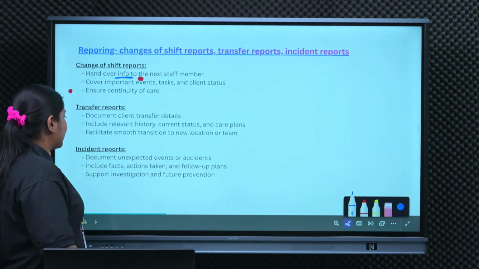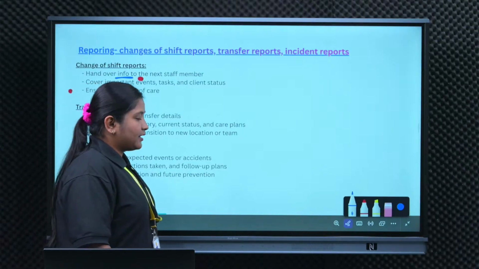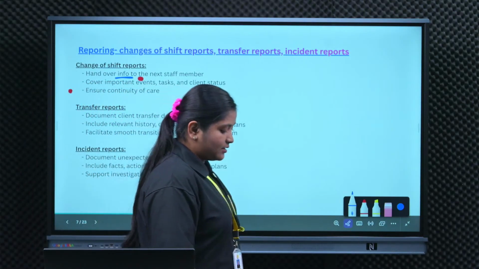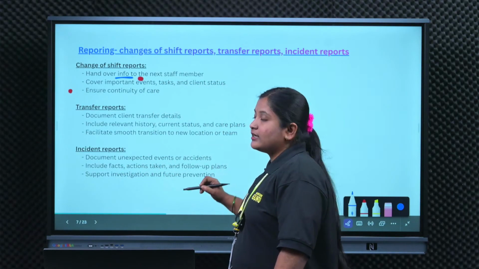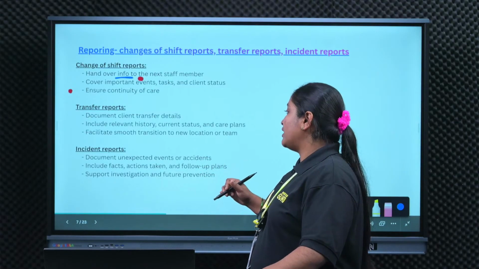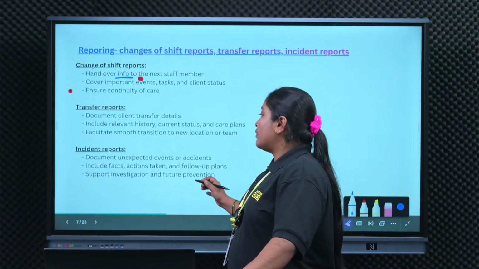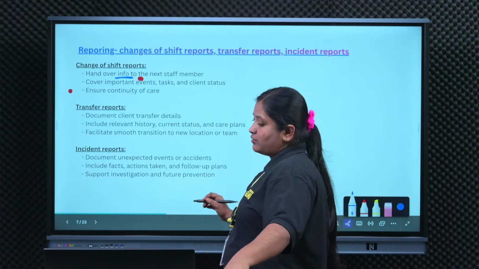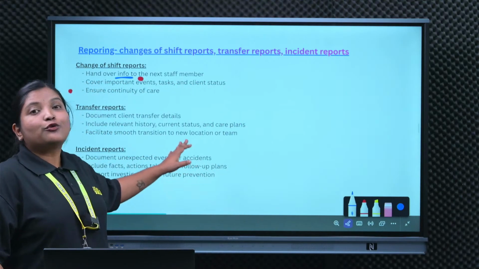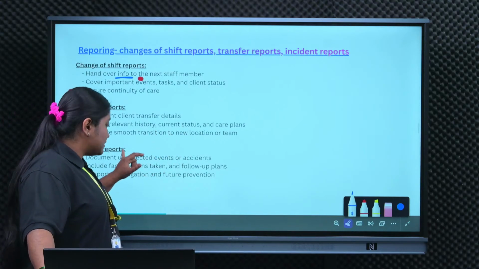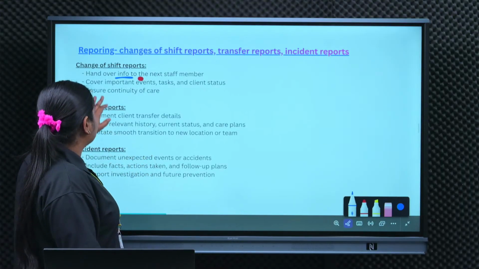Okay, so the next one is incident reports. Okay, when it comes to the incident report, document unexpected events or accidents. Okay, incident means the scenario or the accident. Okay, so incidents we are going to document, and include the facts, actions taken and follow up plans, support investigations and future prevention. Okay, so any kind of investigations will be supported by maintaining these incident reports. Okay, so these are all the reporting. Okay, these three are clear.